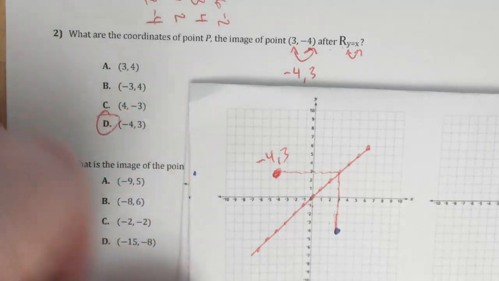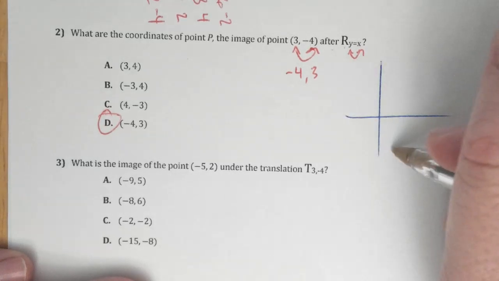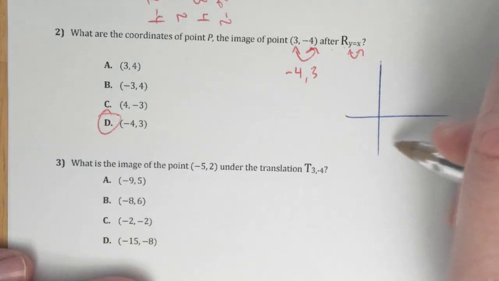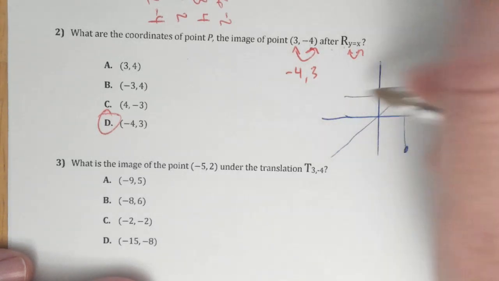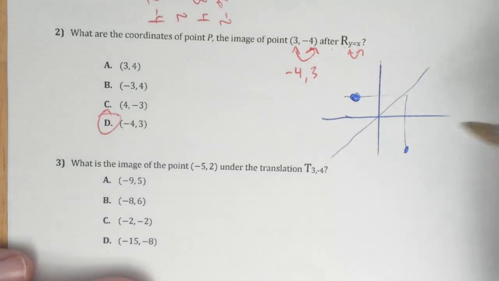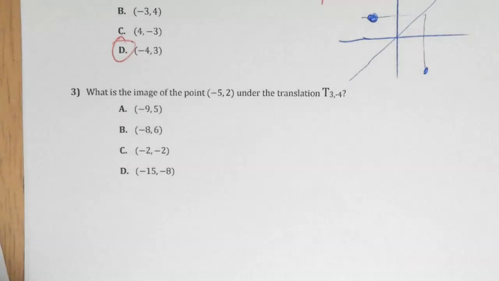Boom, boom, boom. All right, cool. So just in case we wanted this, we were here, reflected over this line, and we landed right here. So that was another way how to do that. Awesome. Okay, next, number 3.